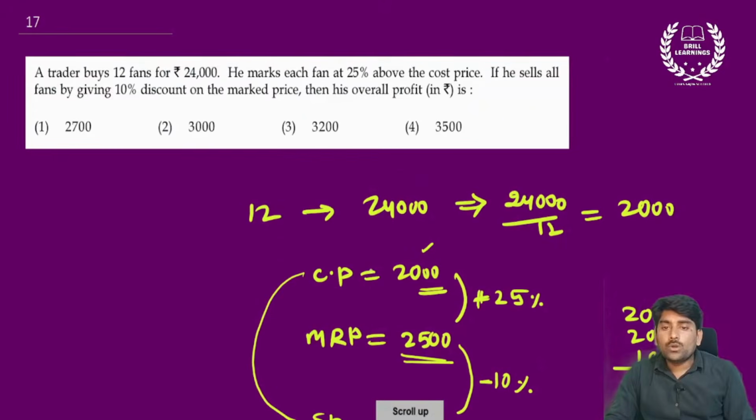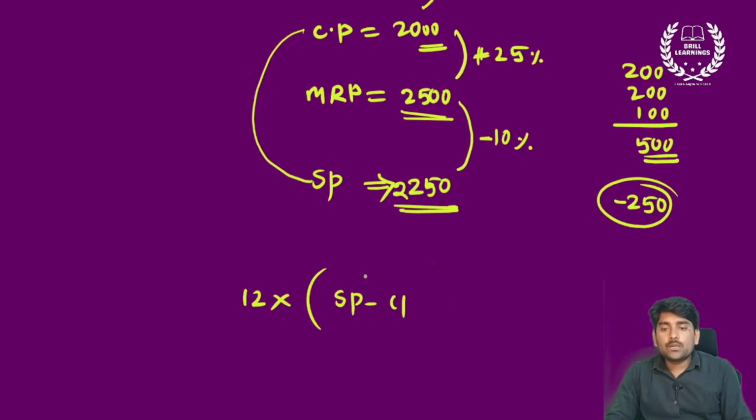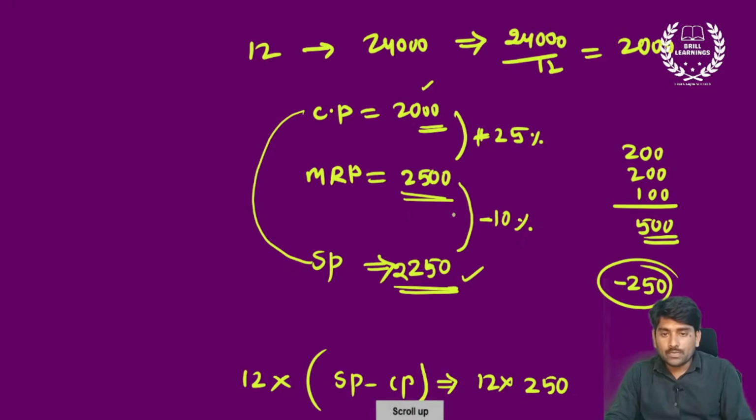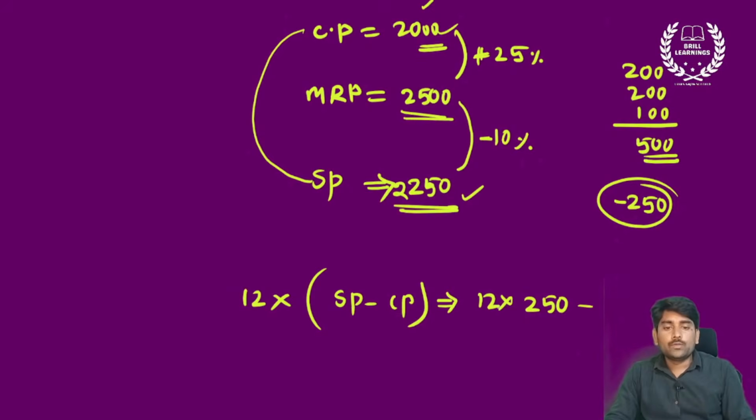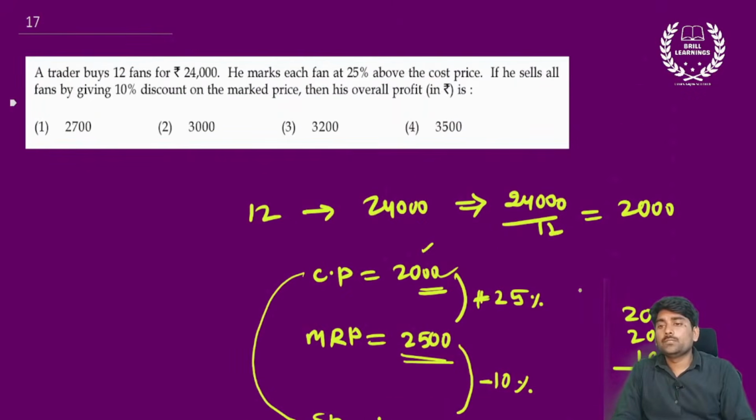Okay. So I need to find the total profit. How many products are there? Total we have 12. And the difference between selling price and cost price is my profit of each unit. So 12 into 250, because 2250 minus 2000 gives me 250. So 2500 and 500, because 2500 into 10 times 2500 and 2 times 500. So 3000 is overall profit. That means second one is the right answer. Let's move on to the next question.